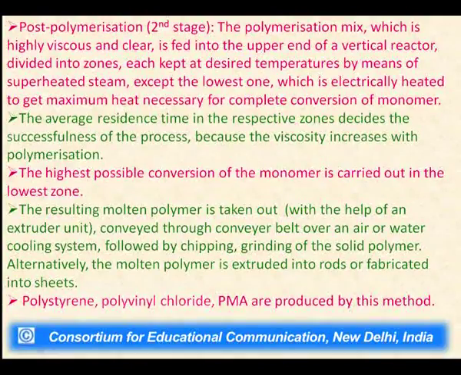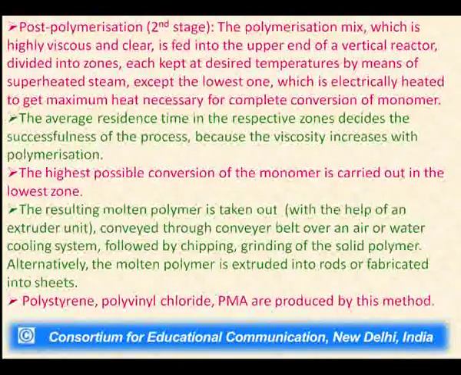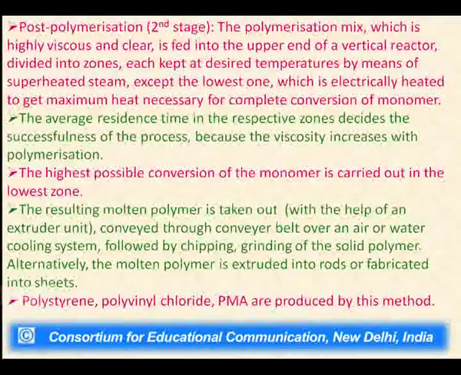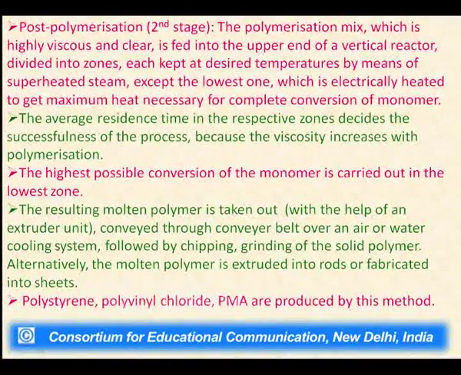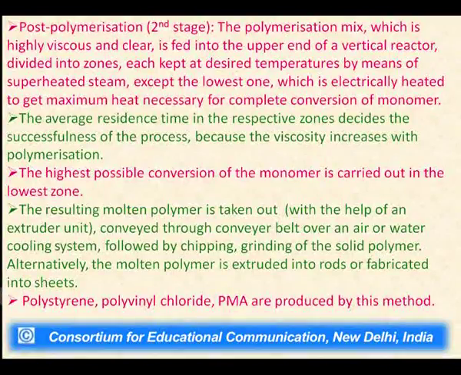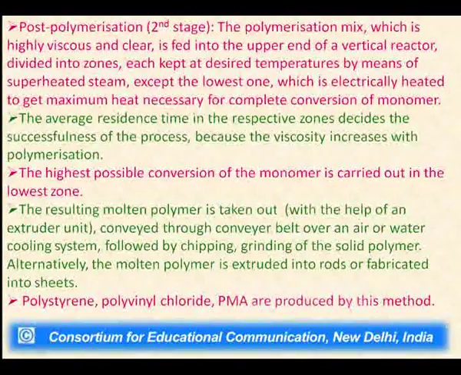In the second stage, the post-polymerization, the polymerization mix, which is highly viscous and clear, is fed into the upper end of the vertical reactor, divided into zones, each kept at desired temperatures by means of superheated steam, except the lower one, which is electrically heated, to get the maximum heat necessary for complete conversion of monomer. The average residence time in the respective zones decides the success of the process because the viscosity increases with the polymerization. The highest possible conversion of the monomer is carried out in the lower zone.